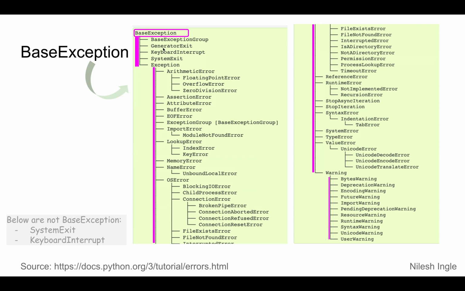group: generator exit, keyboard interrupt, system exit, and exception. And then within exception, there are other exceptions that are derived, which are arithmetic error, assertion error, etc. And the error that we just saw, which was the type error, let's see if we can find it. Here is the type error on the right hand side, and that again is derived from the class exception.